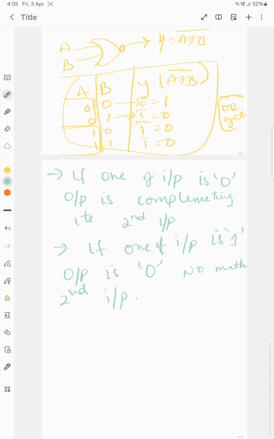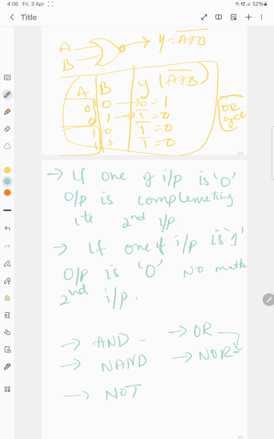So far we have learned today AND gate, NAND gate, OR gate, NOR gate. NAND is the complement of AND, NOR is the complement of OR, and we also have the NOT gate.